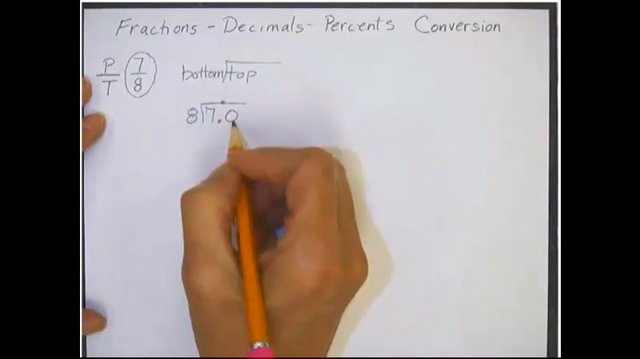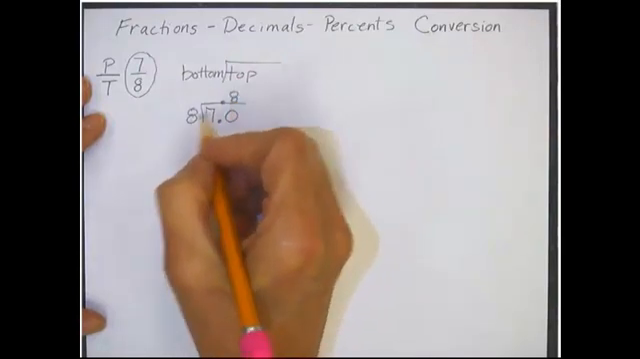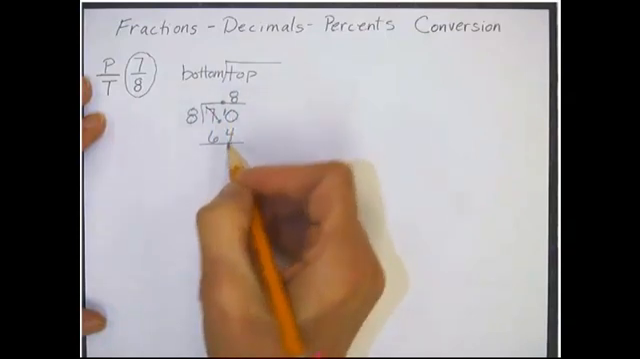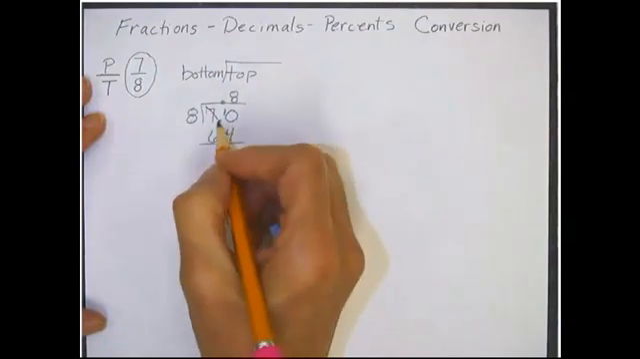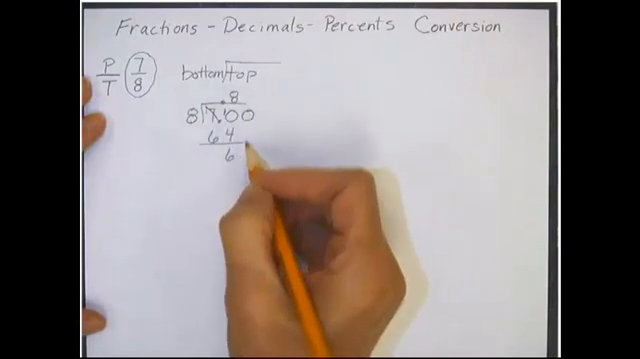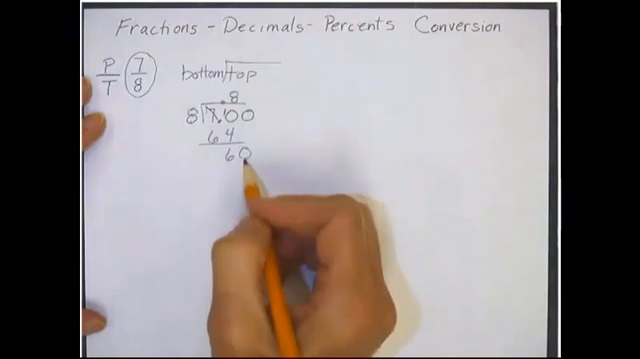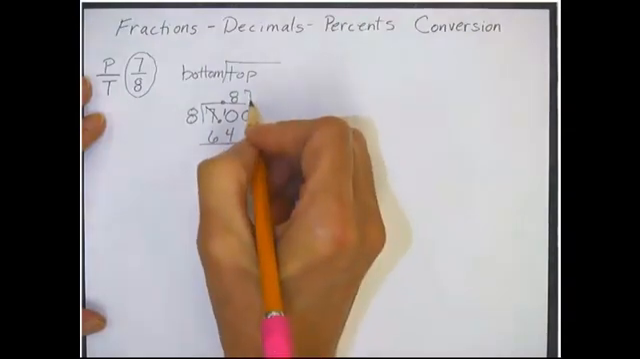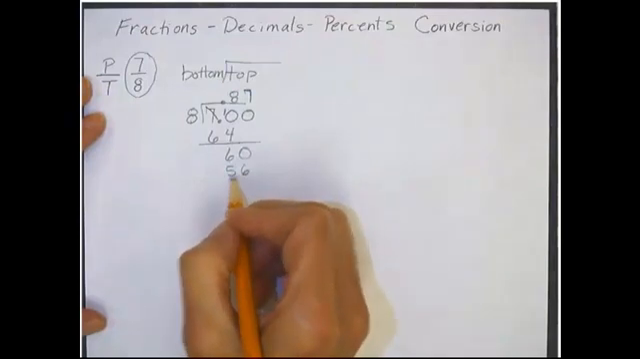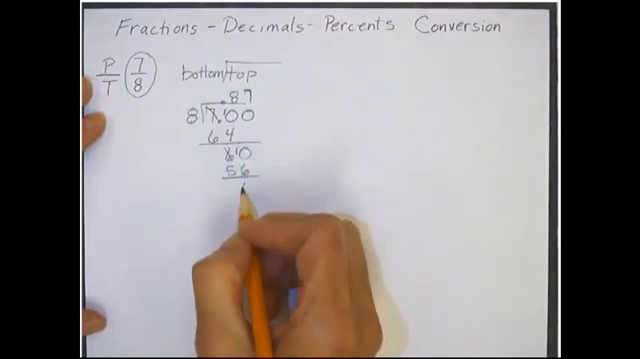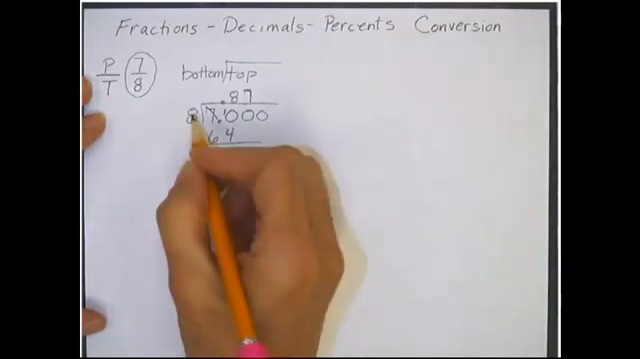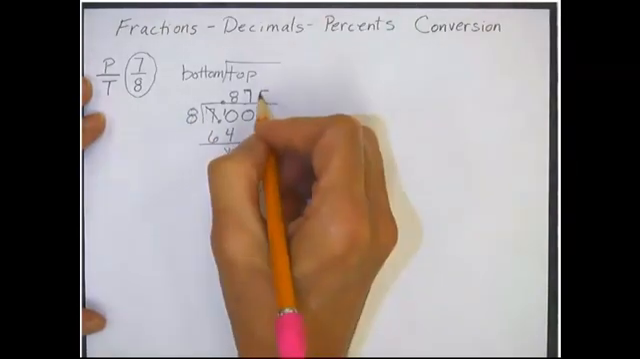Okay, 8 goes into 70 8 times. 8 times 8 is 64. We're going to have to borrow, and find that we have a remainder of 6. As long as I have a decimal placed here, I can keep adding zeros in this decimal division. So I can bring down the 0. 8 goes into 60 7 times, because 7 times 8 is 56. Again, I'm going to have to borrow and find out that I have 4 remaining. I can add another 0 and bring that down. 8 goes into 40 5 times.